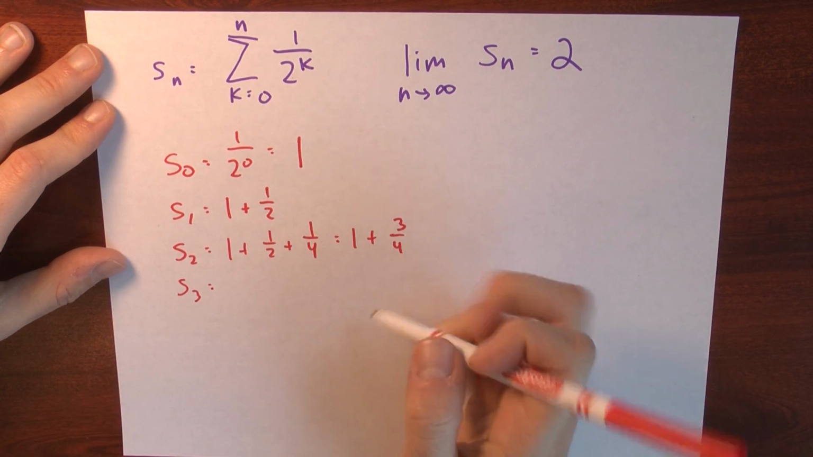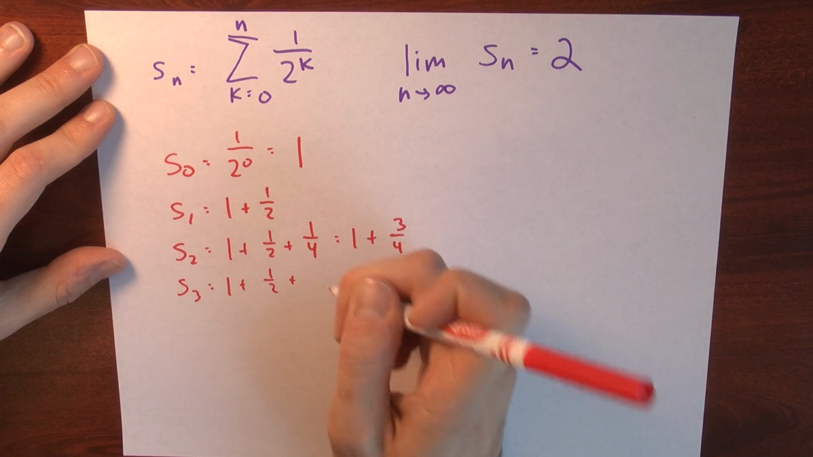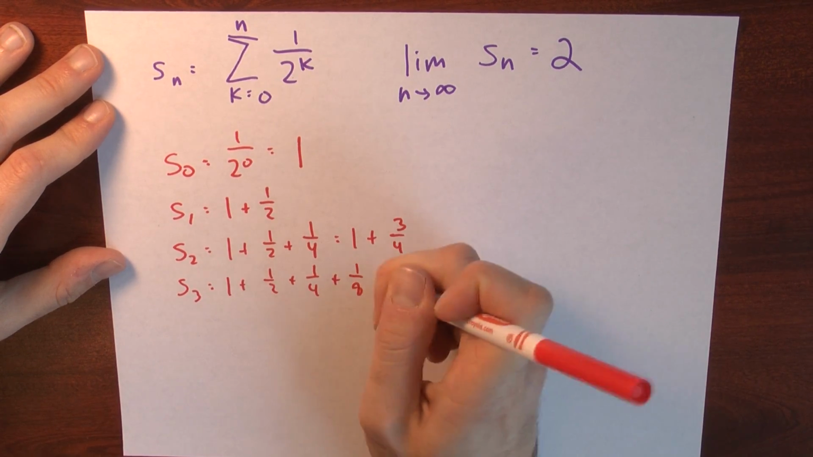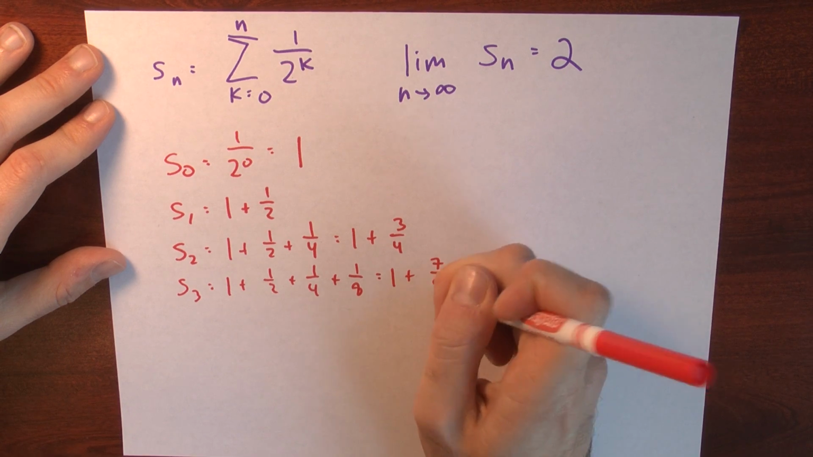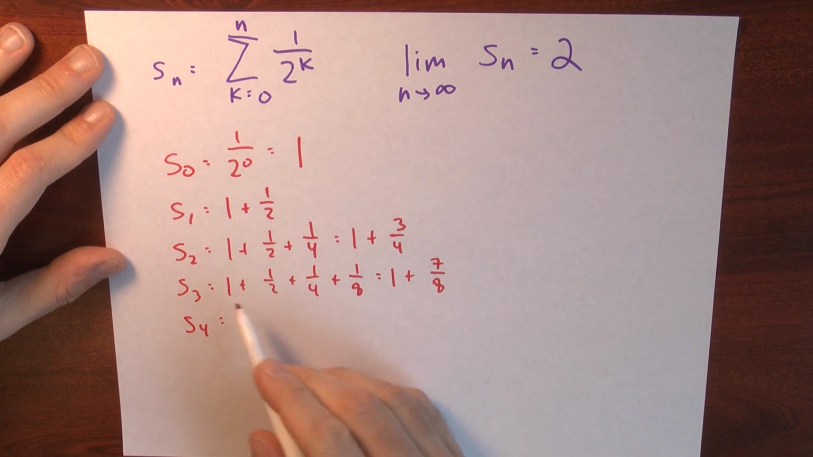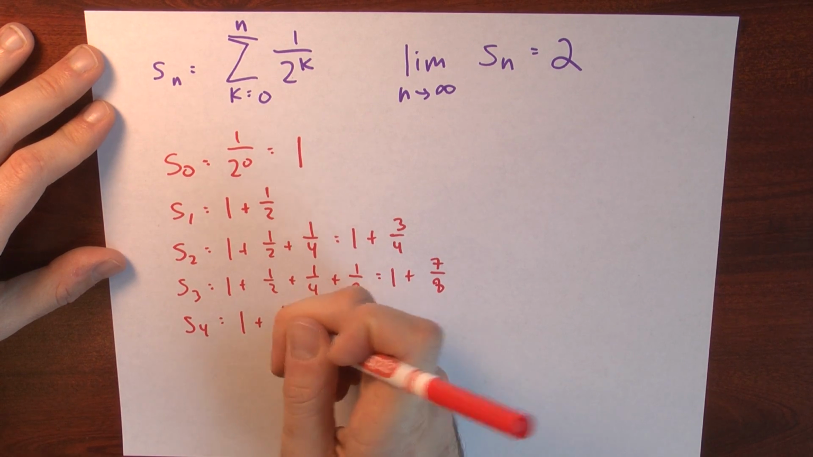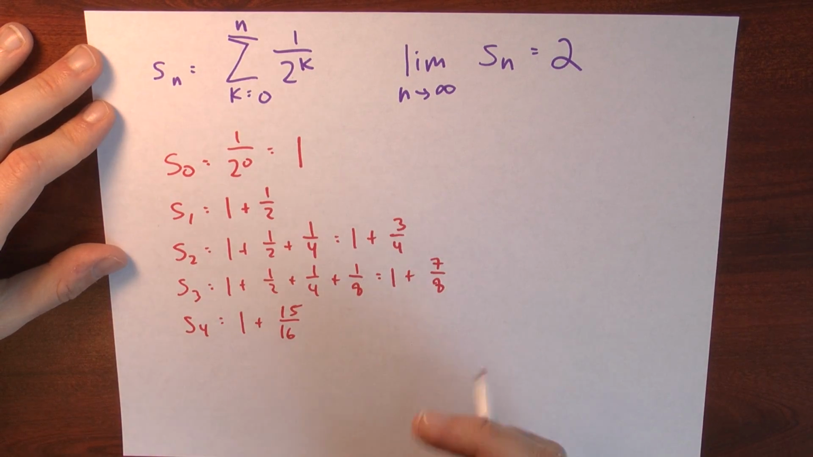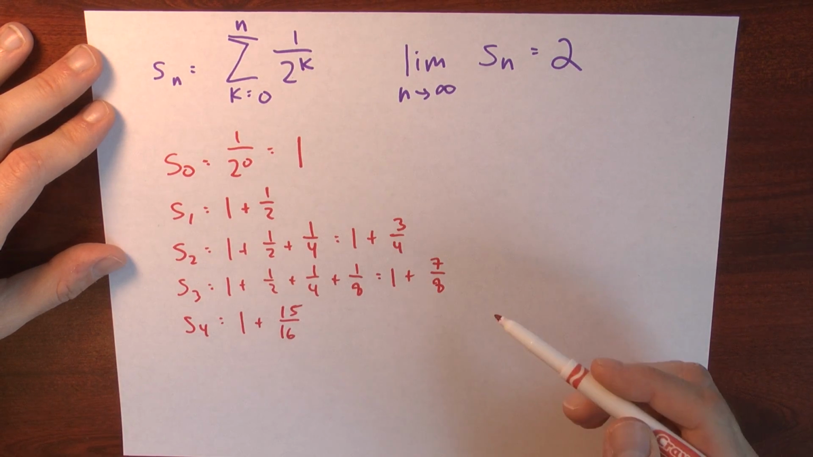S sub 3, well, that's the sum k goes from 0 to 3 of 1 over 2 to the k. So that's 1 plus a half plus a fourth plus 1 over 2 to the third, which is an eighth. And I could add a half, a fourth, and an eighth and get 7/8. Then I could compute S sub 4, right? And that'll be 1 plus a half plus a fourth plus an eighth plus a 16th. And that'll be 1 plus 15/16. And now maybe you're beginning to see the beginnings of the pattern here, right? I've got a half, 3/4, 7/8, 15/16 here.